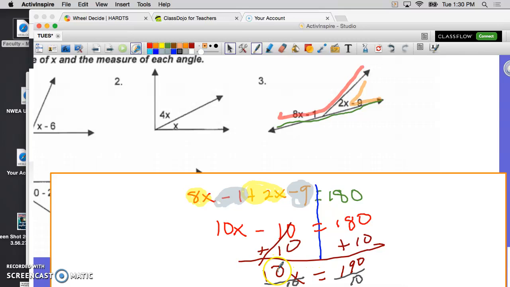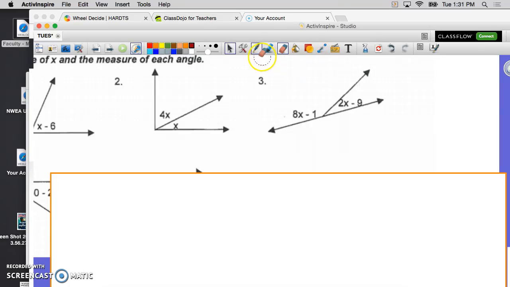Because what happens is, this is 1. I'll put it over here. 1x equals, 190 divided by 10 gives 19. So this is what we have for our answer. 1x equals 19. But remember, 1s are invisible, so you just take that out. Really what it's telling us is x equals 19. You are done.